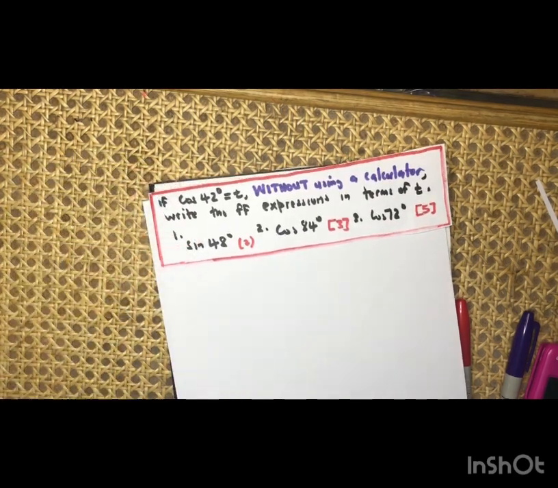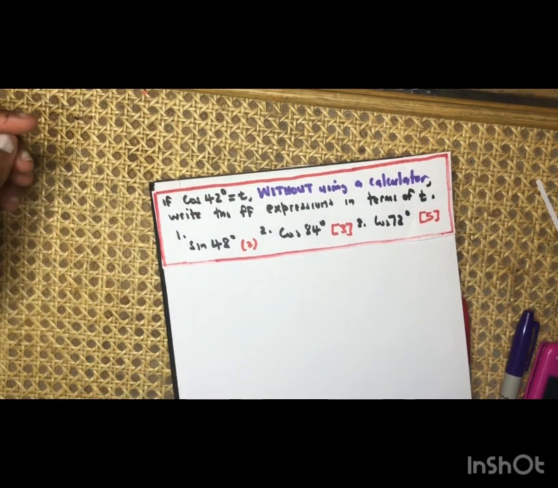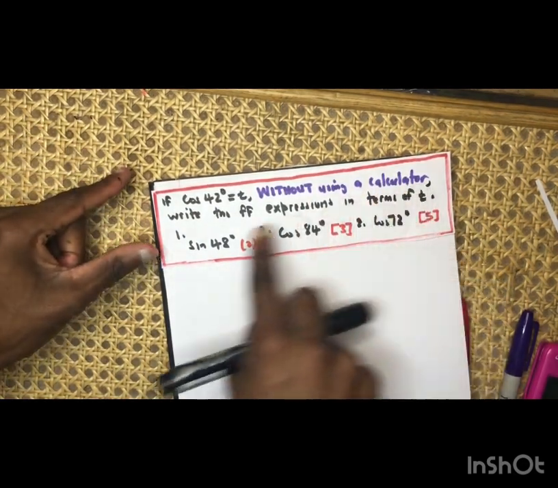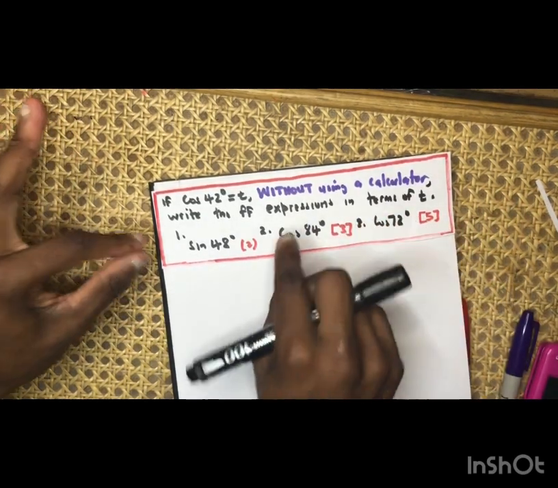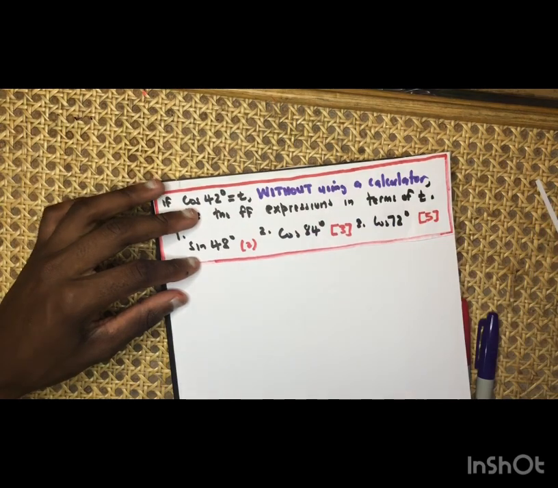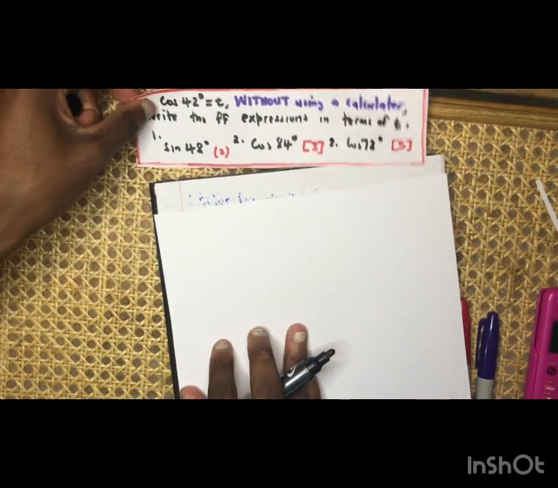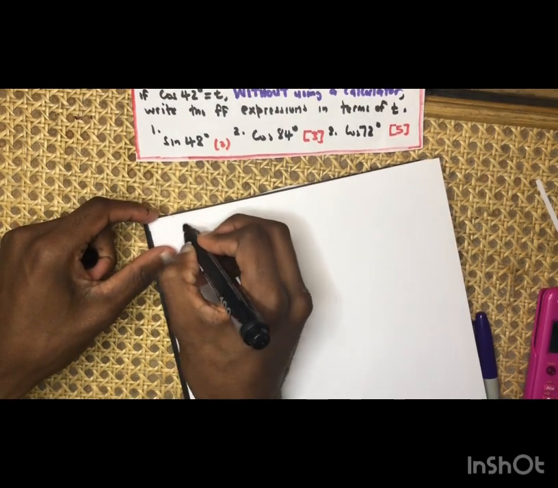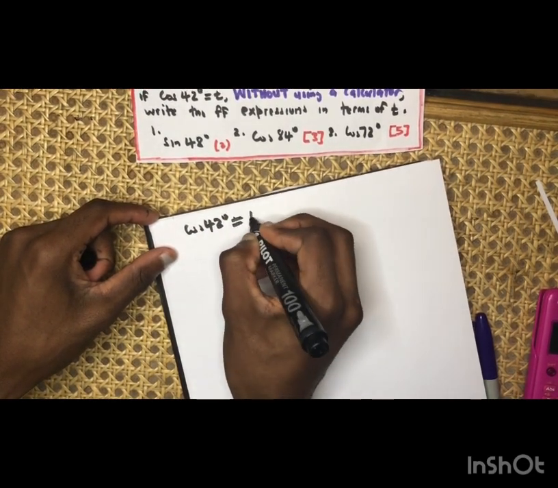So the next question, we are given this one. They are saying that if cos 42 is equal to t, without using a calculator, write the following expression in terms of t. Guys, when they say without using a calculator, they don't mean that you must take your calculator away from you. So sure guys, we are given cos 42 is equal to t.